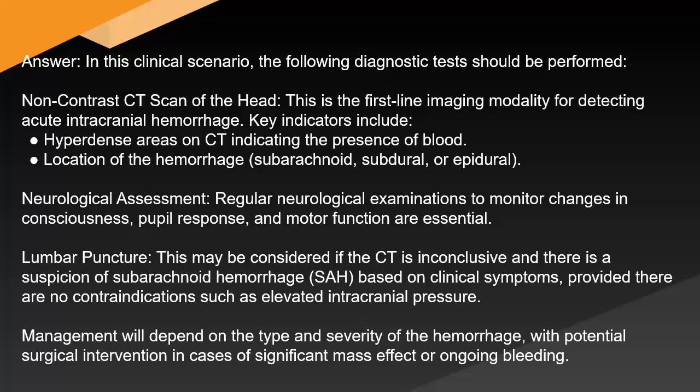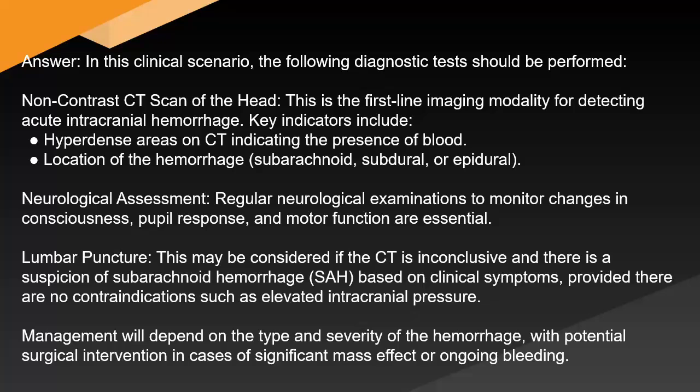Non-contrast CT scan of the head. This is the first-line imaging modality for detecting acute intracranial hemorrhage. Key indicators include hyperdense areas on CT indicating the presence of blood, location of the hemorrhage, subarachnoid, subdural, or epidural. Neurological assessment. Regular neurological examinations to monitor changes in consciousness, pupil response, and motor function are essential.